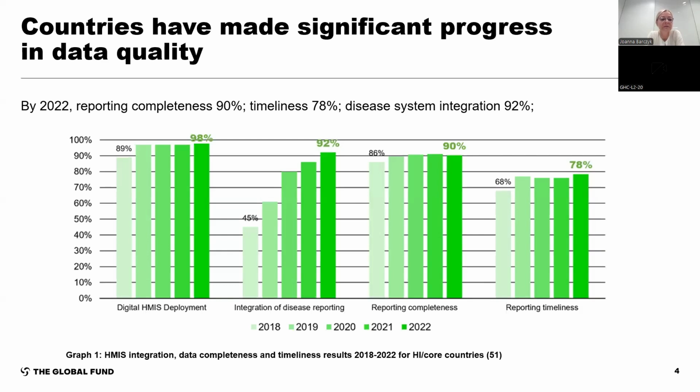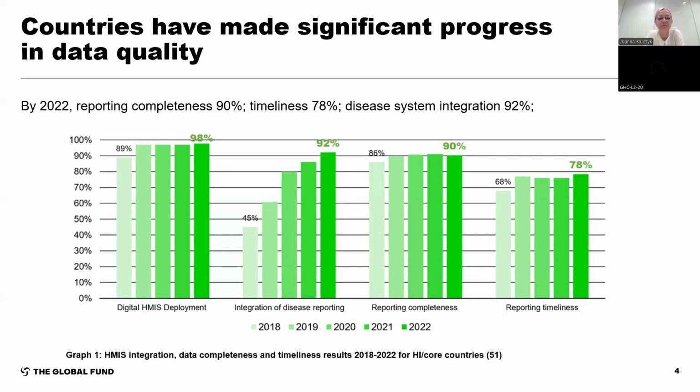So, for example, we see that the deployment of the digital HMIS has increased considerably in high impact and core countries. And just maybe to clarify, this data is based on the reporting on high impact and core countries. So 51 countries were in the cohort reporting on these metrics. 98% of countries have digitalized health facility reporting, and that includes digitalization at health facility level or digitalization at a district level where health facility data is being entered into digital systems.